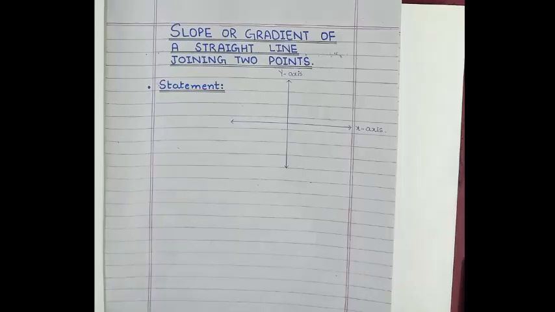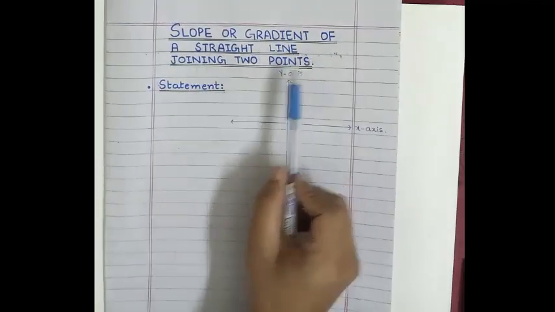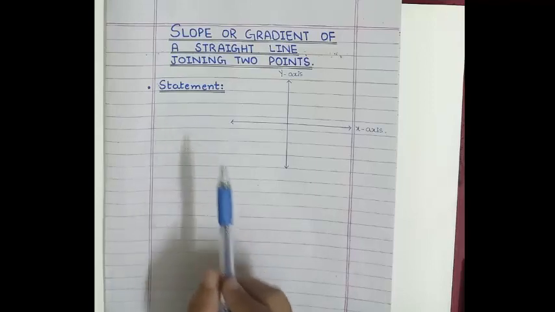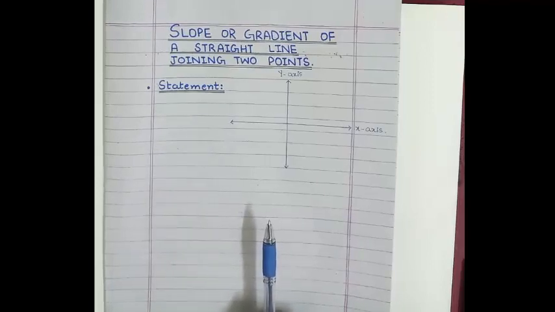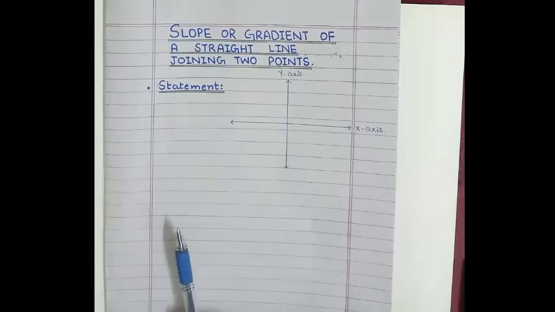Today our topic of discussion is the slope or gradient of a straight line joining two points. First of all, we will do its derivation, and then we will take different examples to understand the concept more easily. So, starting with the statement.